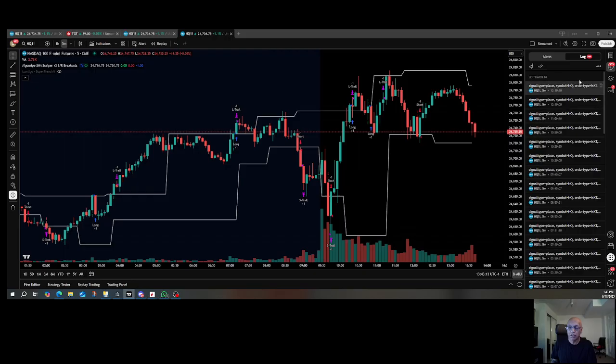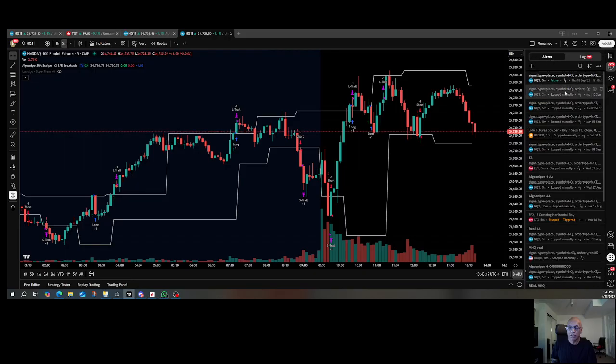So I pause. You can pause it here, right? You can go in here, pause it. But I'll show you another thing that I use here in TradingView that I have already set up. So far, any questions?